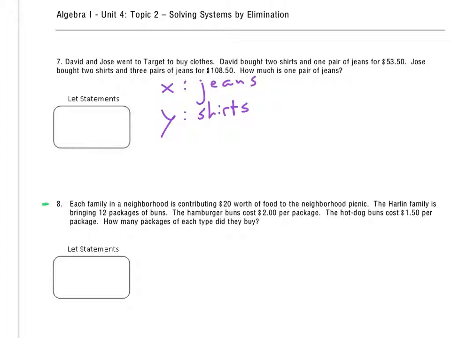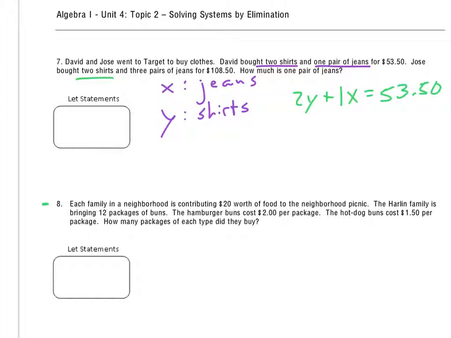So if we want to make our first statement, we're going to look at what David did. David bought 2 shirts and 1 pair of jeans, and we know that our shirts is y and our jeans is x. So if he bought 2 shirts, it's going to be 2 times y, and 1 pair of jeans, so plus 1 times x equals $53.50.